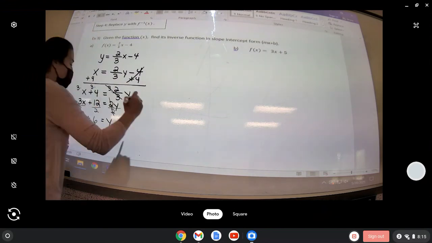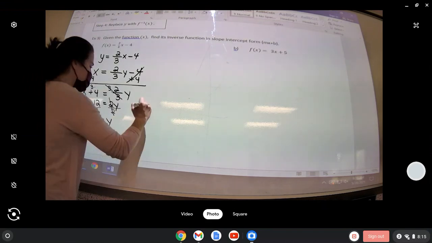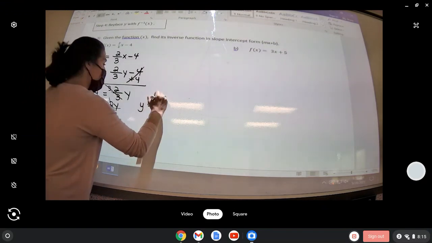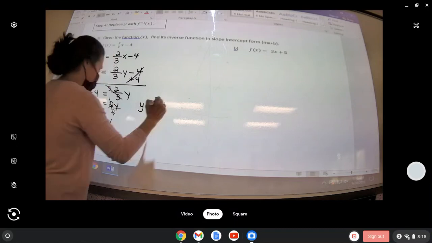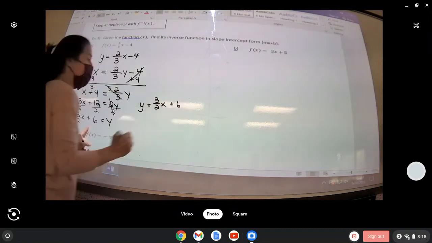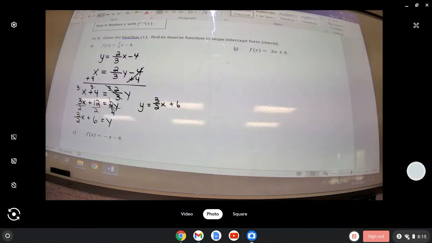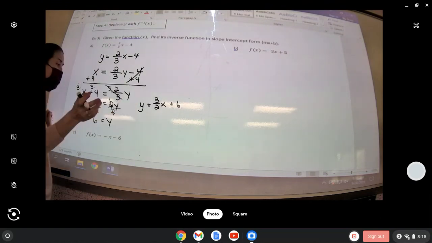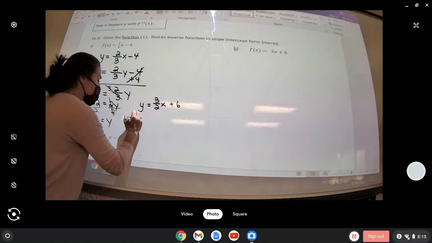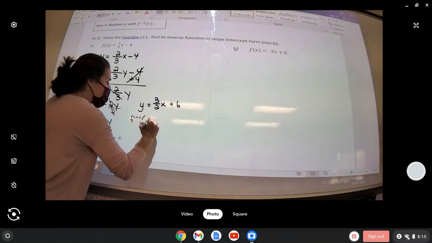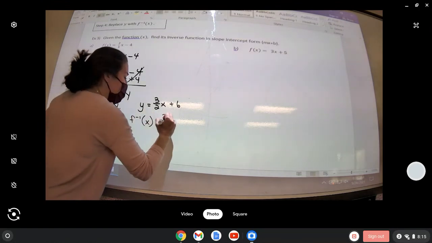All right, so here we go. So now we're going to get y equals 3/2 x plus 6. But remember, they like you to put f inverse of x. So now take the y back out and put f inverse of x in.